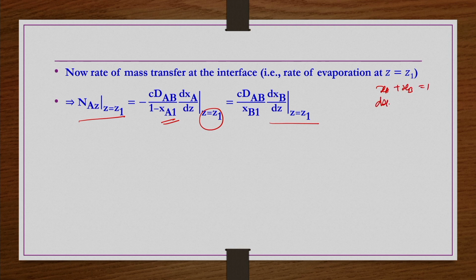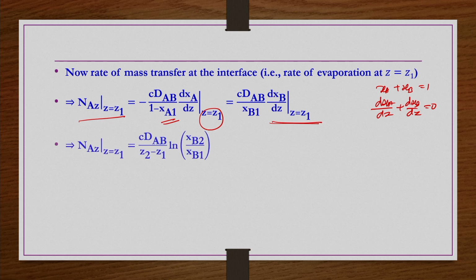So, that means dXA/dz plus dXB/dz equals 0, or minus dXA/dz equals plus dXB/dz at z equals z1. Just now we obtained that dXB/dz is nothing but xb1 ln(xb2/xb1), and the 1/xb1 cancels out. So then we have only C DAB divided by (z2 minus z1) times ln(xb2/xb1). This is what we have.